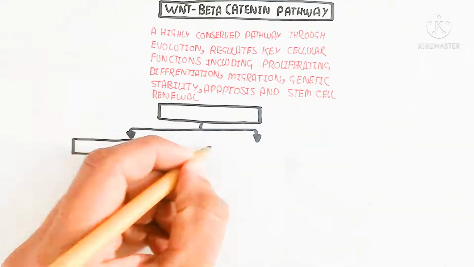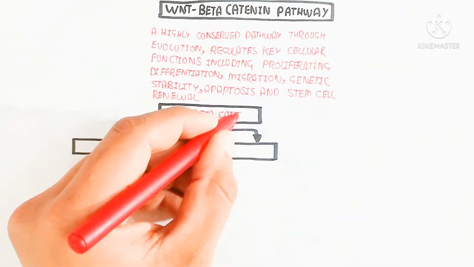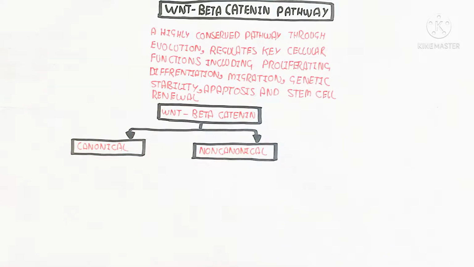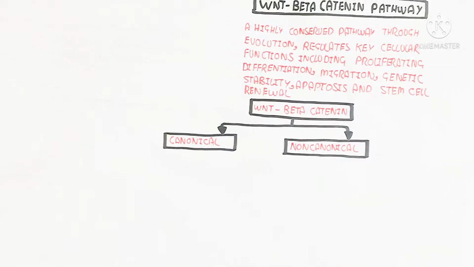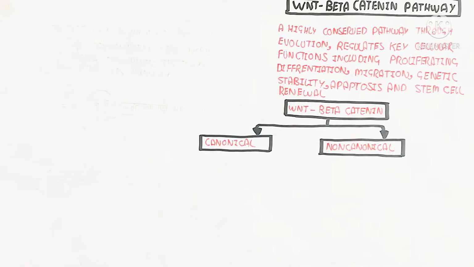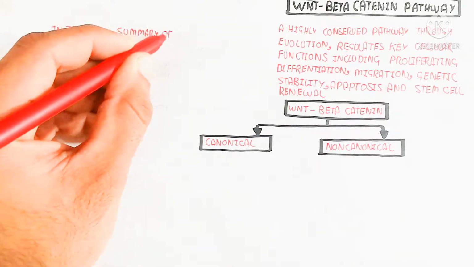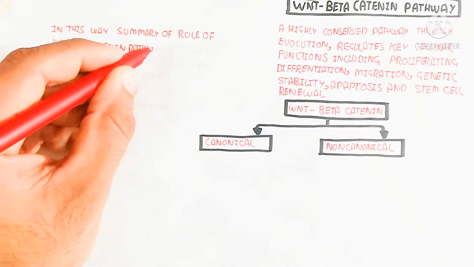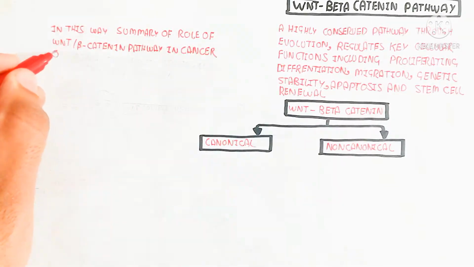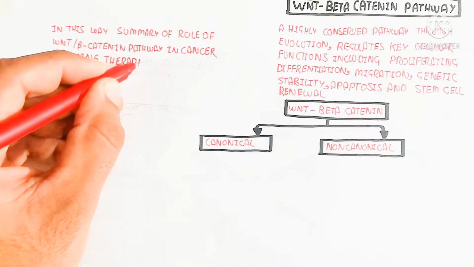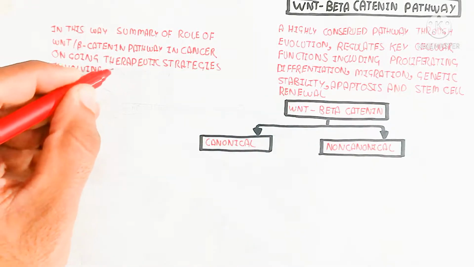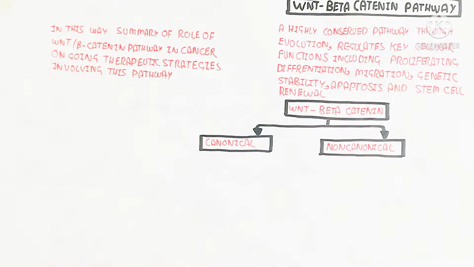The Wnt beta-catenin pathway is of two types, the canonical and non-canonical. Here we will discuss the canonical pathway, which is very important for cell proliferation. But it also has a role in cancer, and there are ongoing therapeutic strategies involving this pathway. So basically it can also cause cancer due to the Wnt beta-catenin pathway. So let's begin to understand.